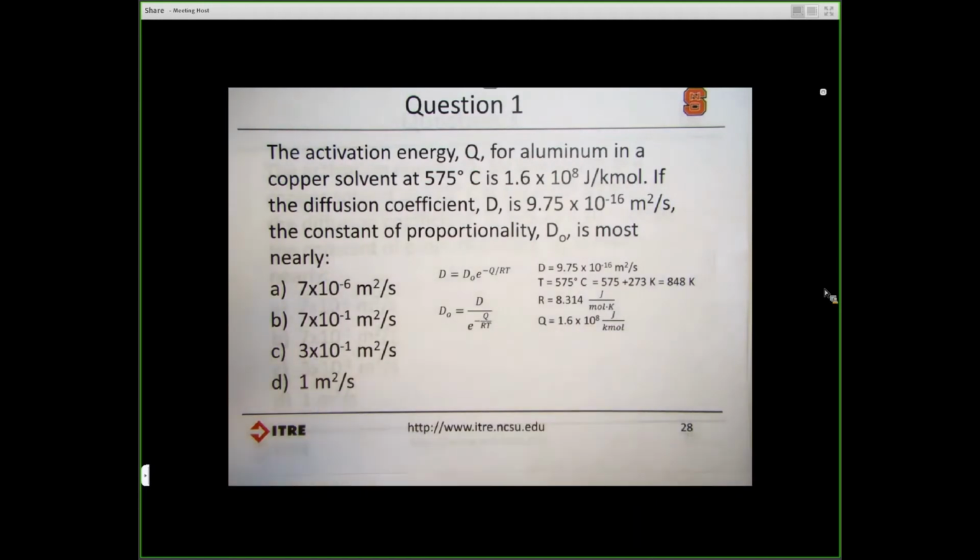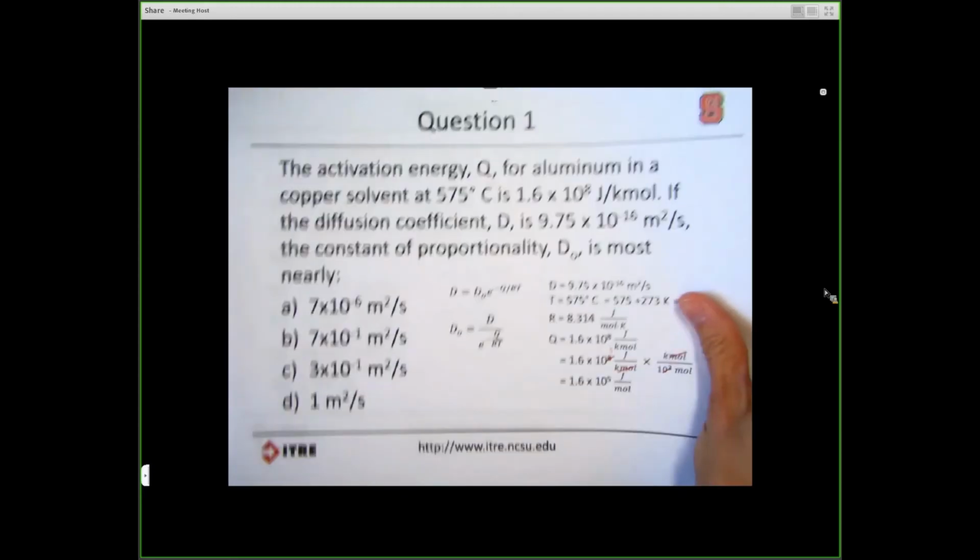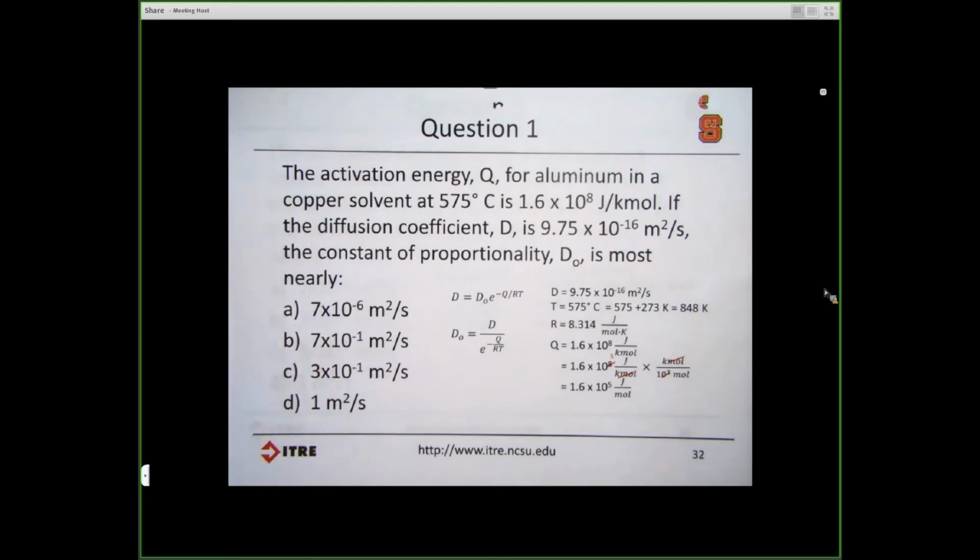I could do it in the equation. I can do it before. I'm going to do it before. So I'm going to go ahead and convert that Q from joules per kilomole to joules per mole. Let me show you what that's going to look like here. And like I said, I've got these slides, so I will send them to you after. I'll just send you the final one.